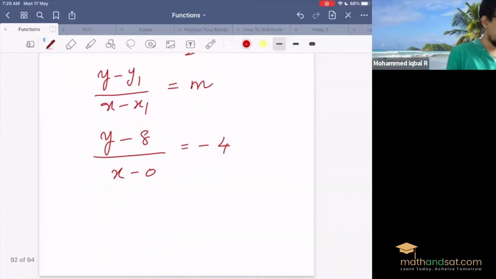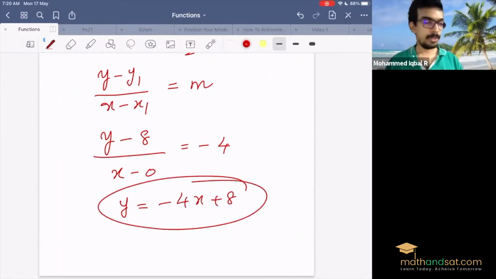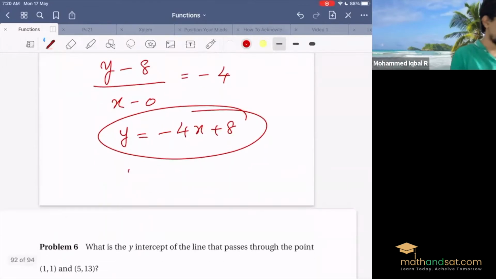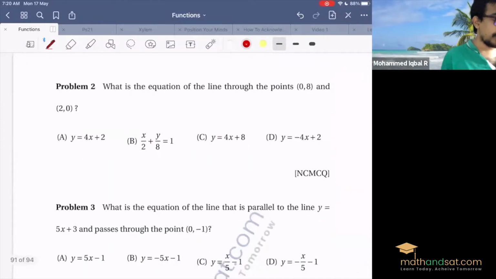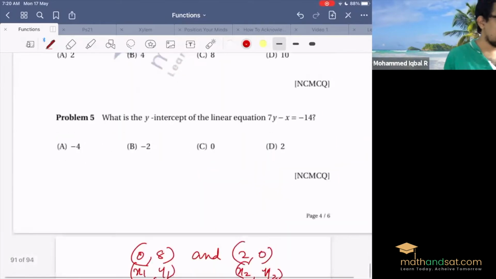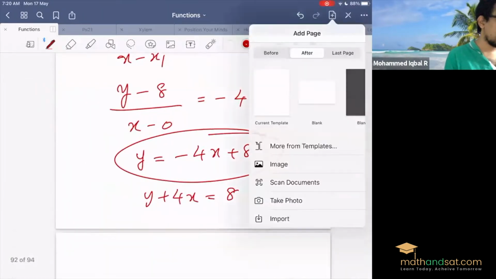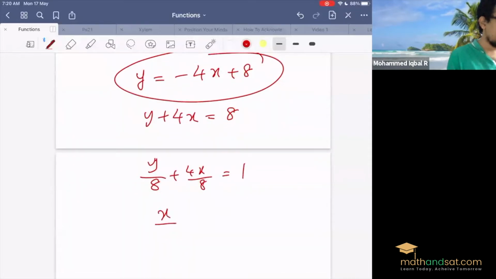The answer will be y is equal to minus 4x plus 8, or you can say y plus 4x is equal to 8. To match the option, you have to divide the entire expression by 8. So this becomes y by 8 plus 4x by 8 is equal to 1. So x over 2 plus y over 8 is equal to 1. This is the matching option.